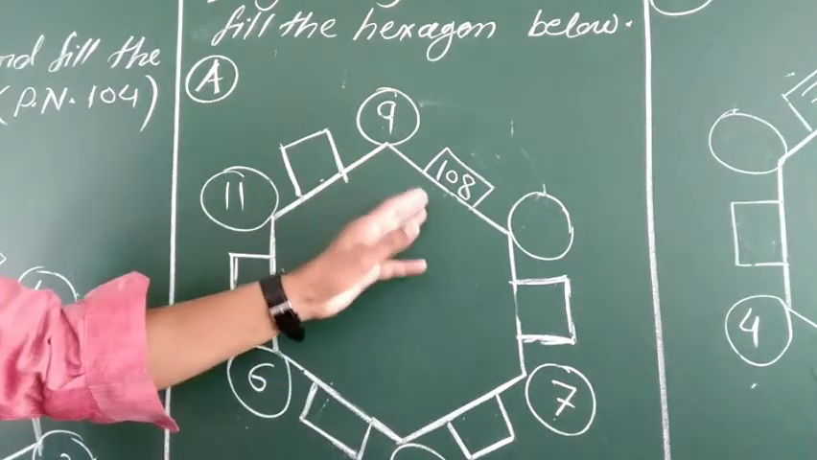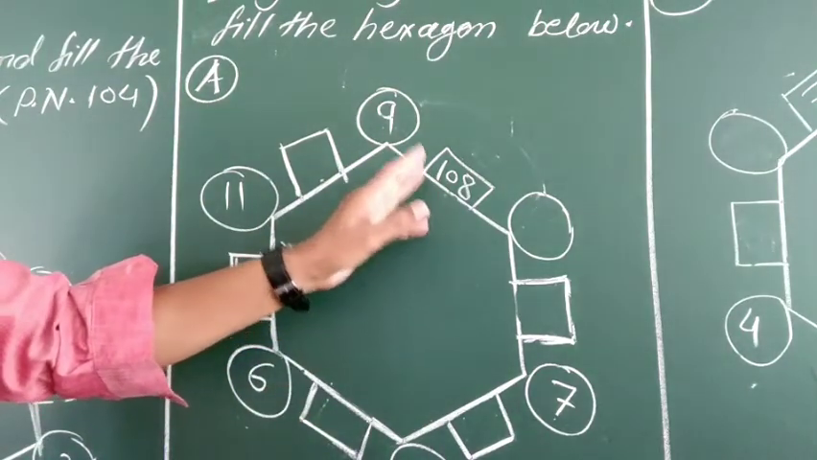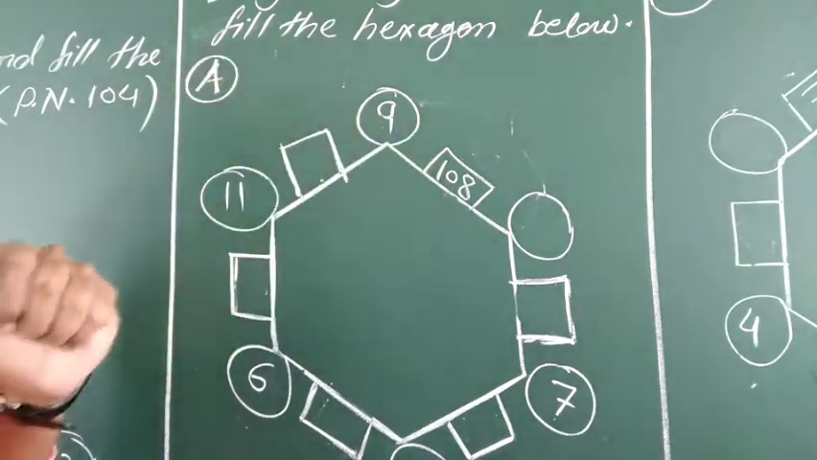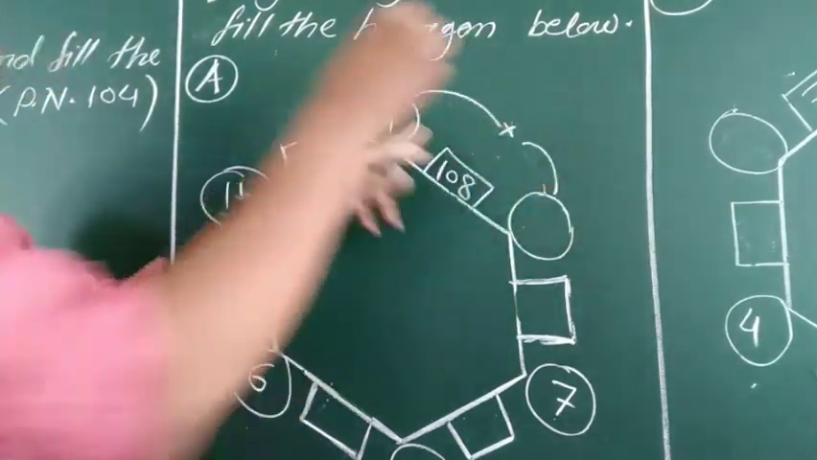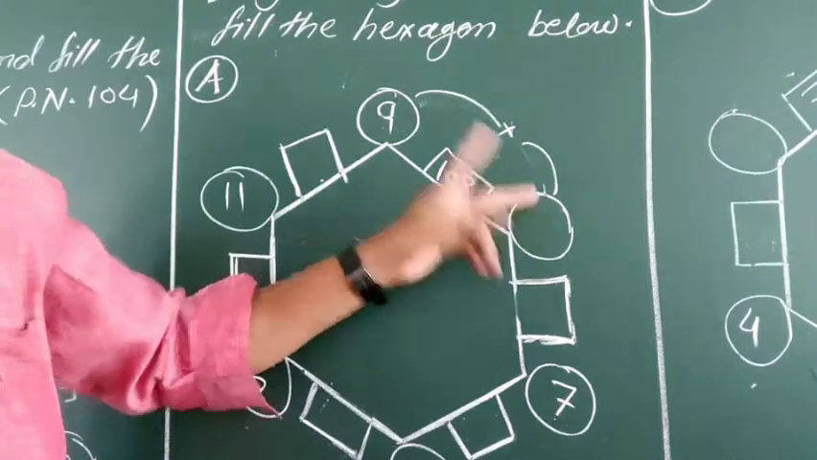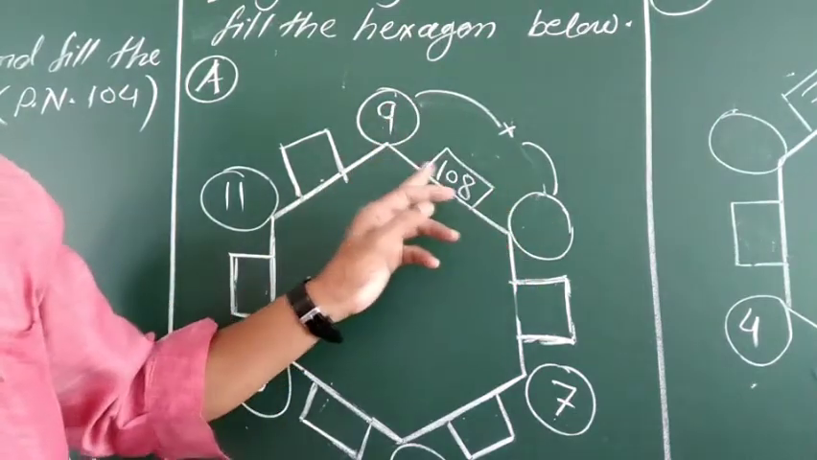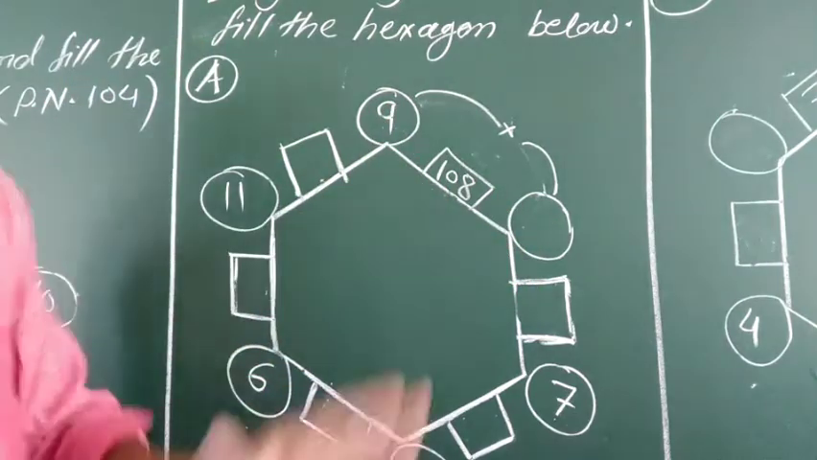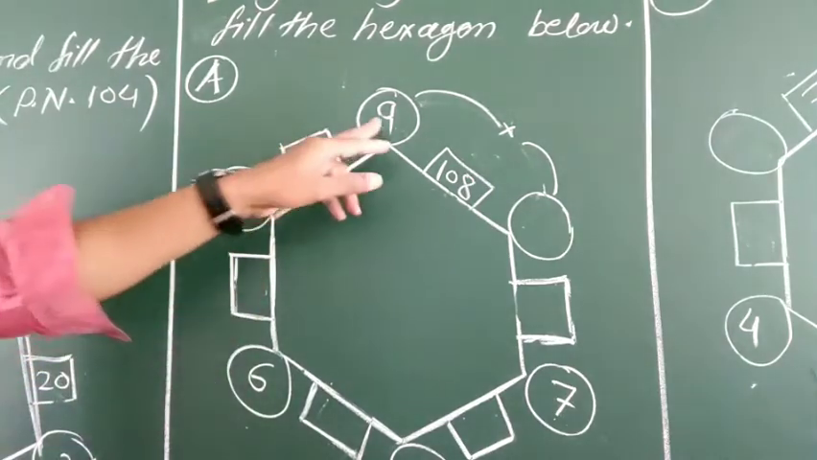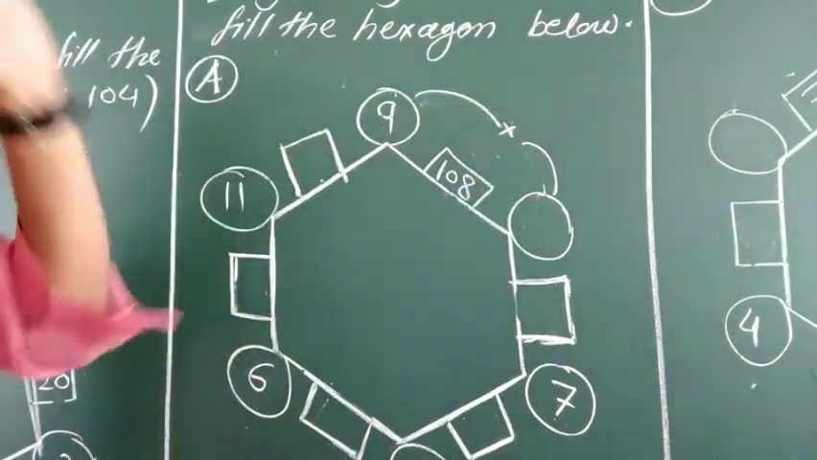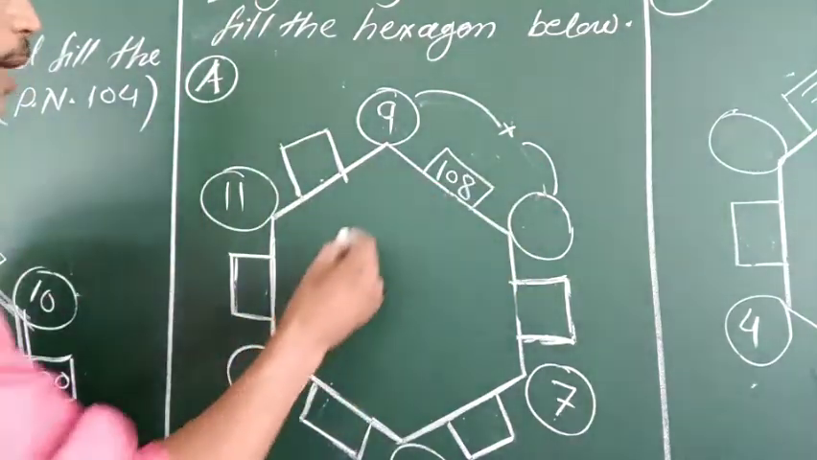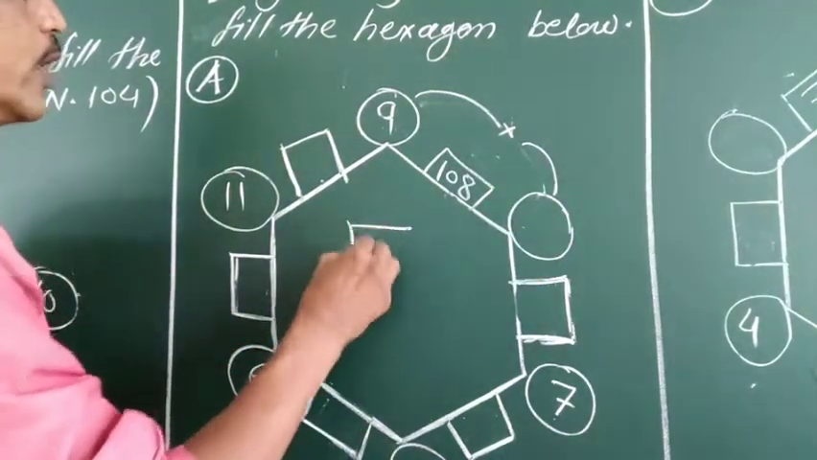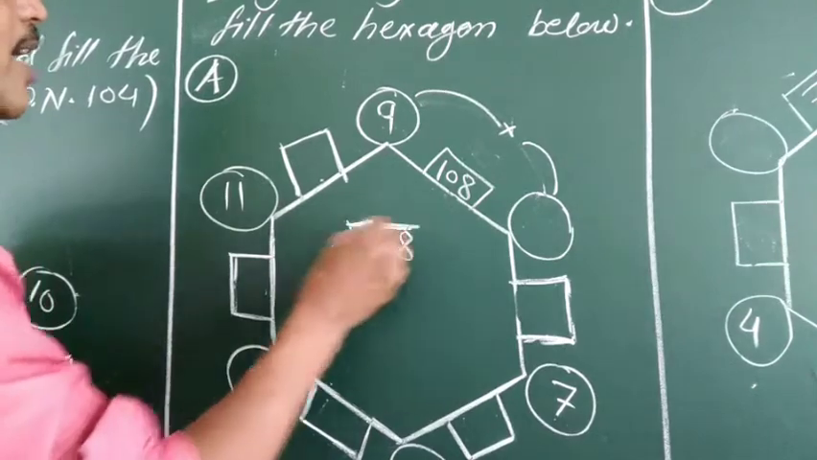But how can you know what this number is? This number is the multiplication of this number and the number in the circle. According to our rule, the multiplication of this number and this number is equal to 108. But you know only this number, you don't know about this number. Now what we have to do? We have to find out this number. So how you can find? To find this number we have to divide 108 by 9.